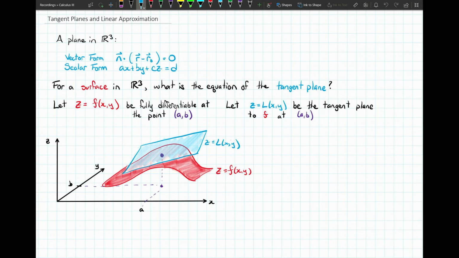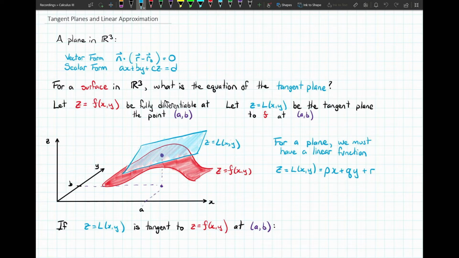All right, knowing that a plane is a linear equation, that means that our function L of x, y is a linear function. We could write that out as some coefficient times x plus some coefficient times y plus a constant. I'm just going to choose p, q, and r as those three constant values. Now, knowing that the blue plane is tangent to the red surface, there's a few facts that we can form in order to solve for p, q, and r.